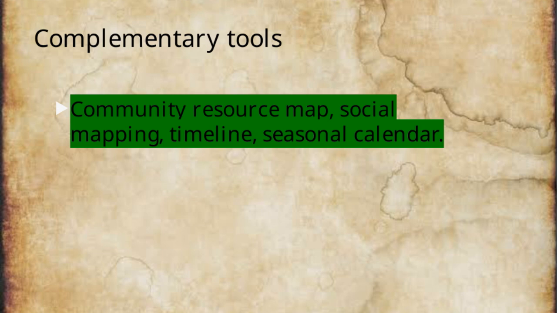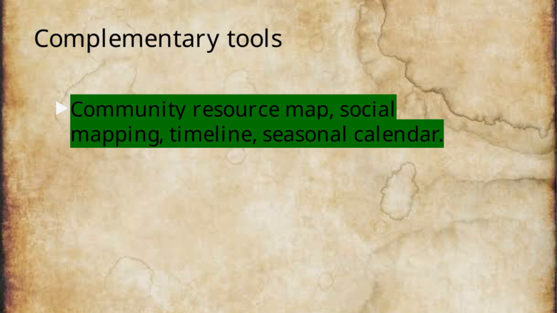It allows us to track events, changes, or developments over time. This can be particularly useful for planning interventions or understanding how certain issues have evolved. And then there's the seasonal calendar, which highlights how activities, needs, or resources fluctuate throughout the year. Recognizing these seasonal patterns helps us plan more effectively and align our efforts with the community's natural cycles.